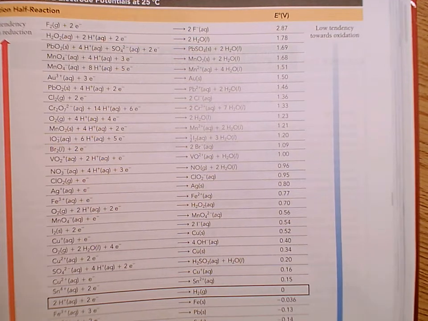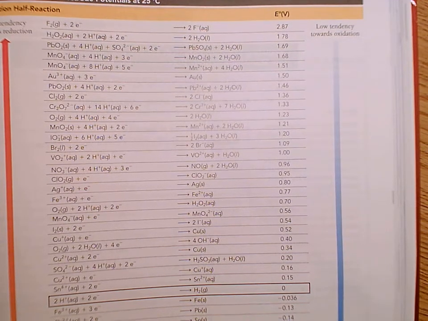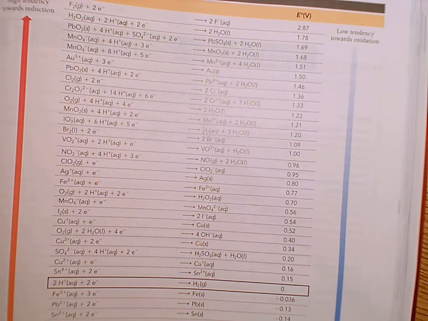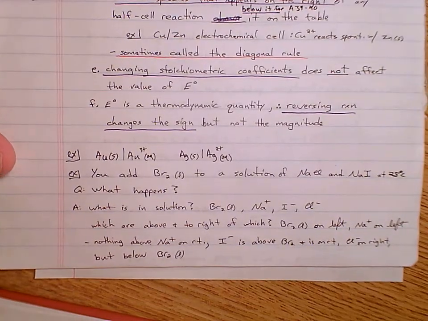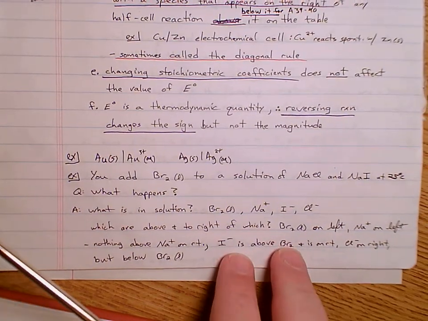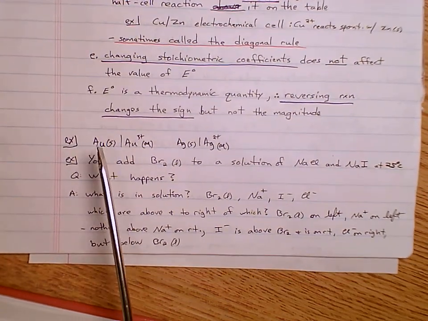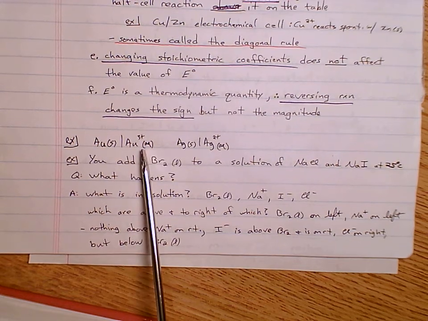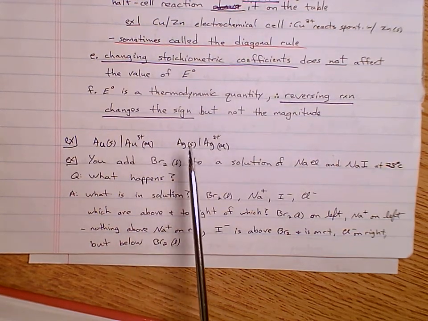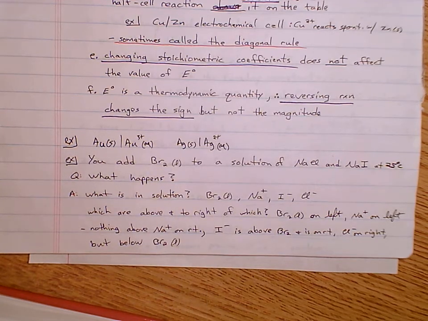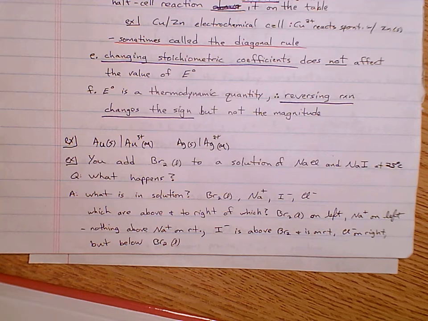So we can use this to figure out, okay, let's see. Here's an interesting problem using this table. I'm going to set up a galvanic cell, an electrochemical cell, with my 2 electrodes, my 2 half reactions. I'm going to have a solid piece of gold and gold 3+ in solution. And I'm also going to have in the other beaker a solid piece of silver and silver plus in solution. And the question is, what's going to happen?